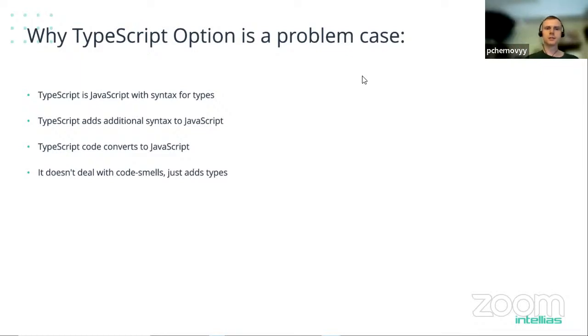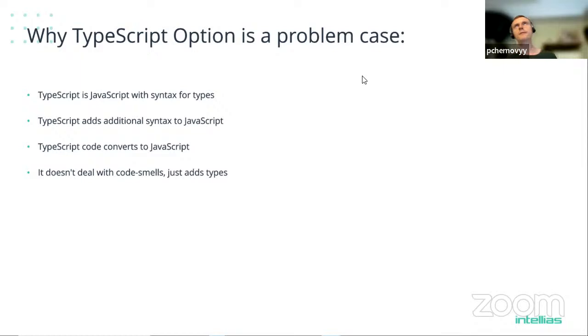TypeScript adds additional syntax to JavaScript, obviously, because we need somehow to mark the types. And that could be the situation where we mixed logic and mixed types, and it doesn't work at all. So TypeScript code converts to JavaScript, right? So TypeScript only works as a static tool, right? And it cannot find a bug at runtime.